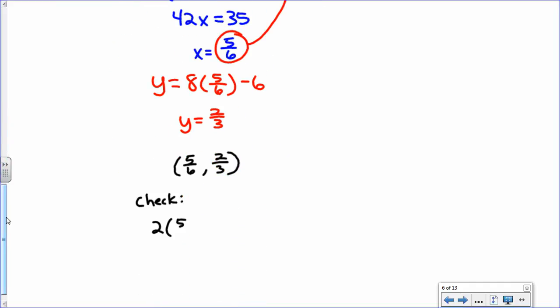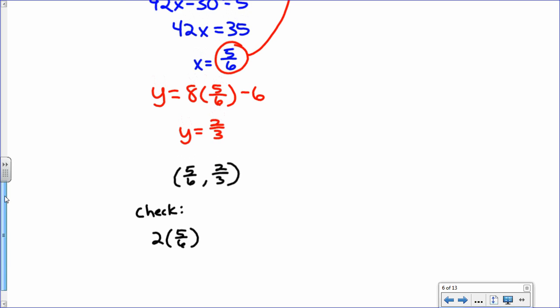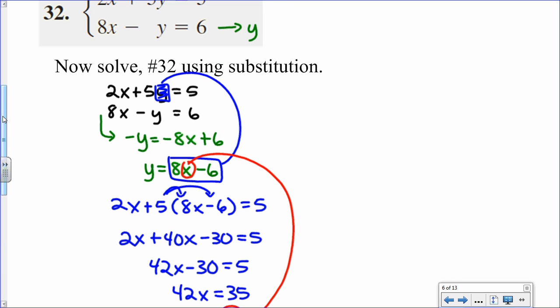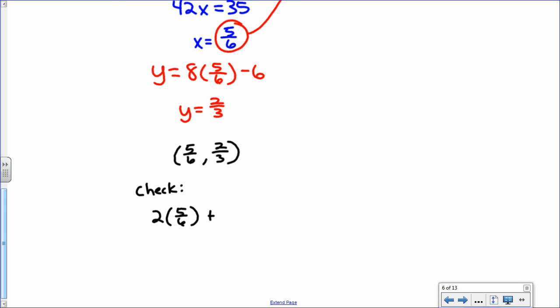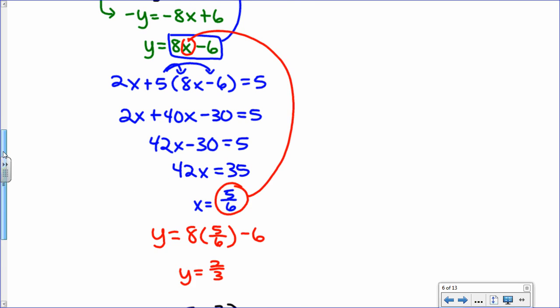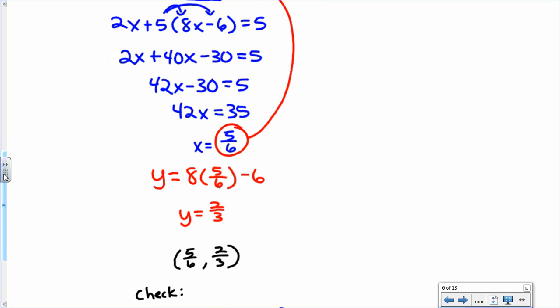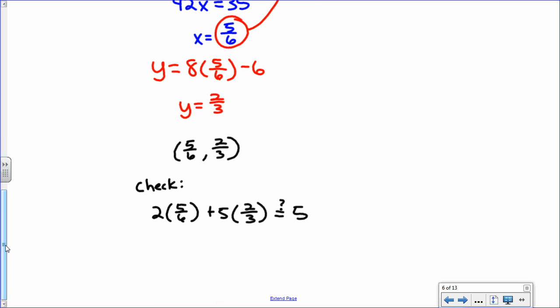So 2 times 5/6 plus 5 times 2/3, does that equal 5? So just type in that left side, hit enter, equals. Did we get 5 there? Okay.